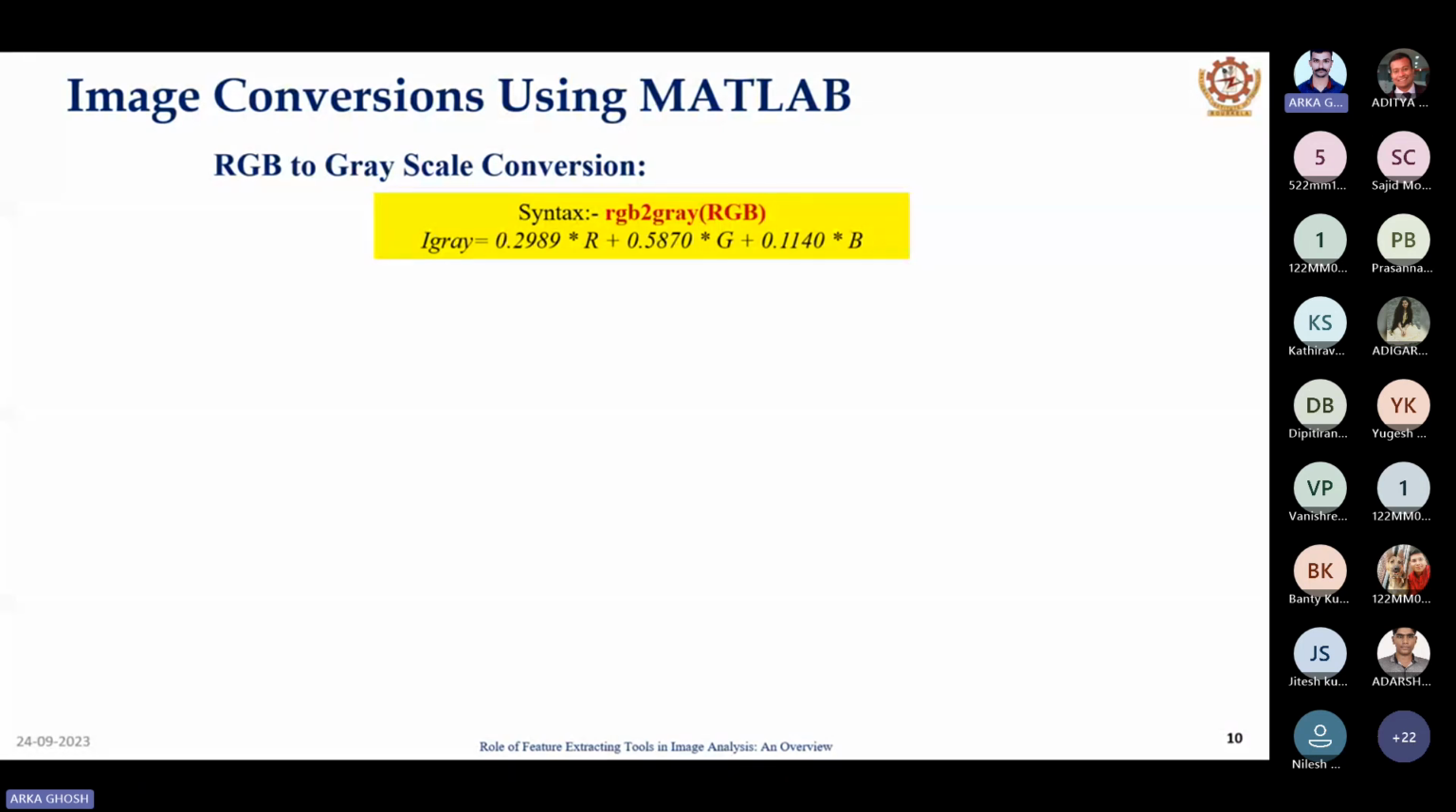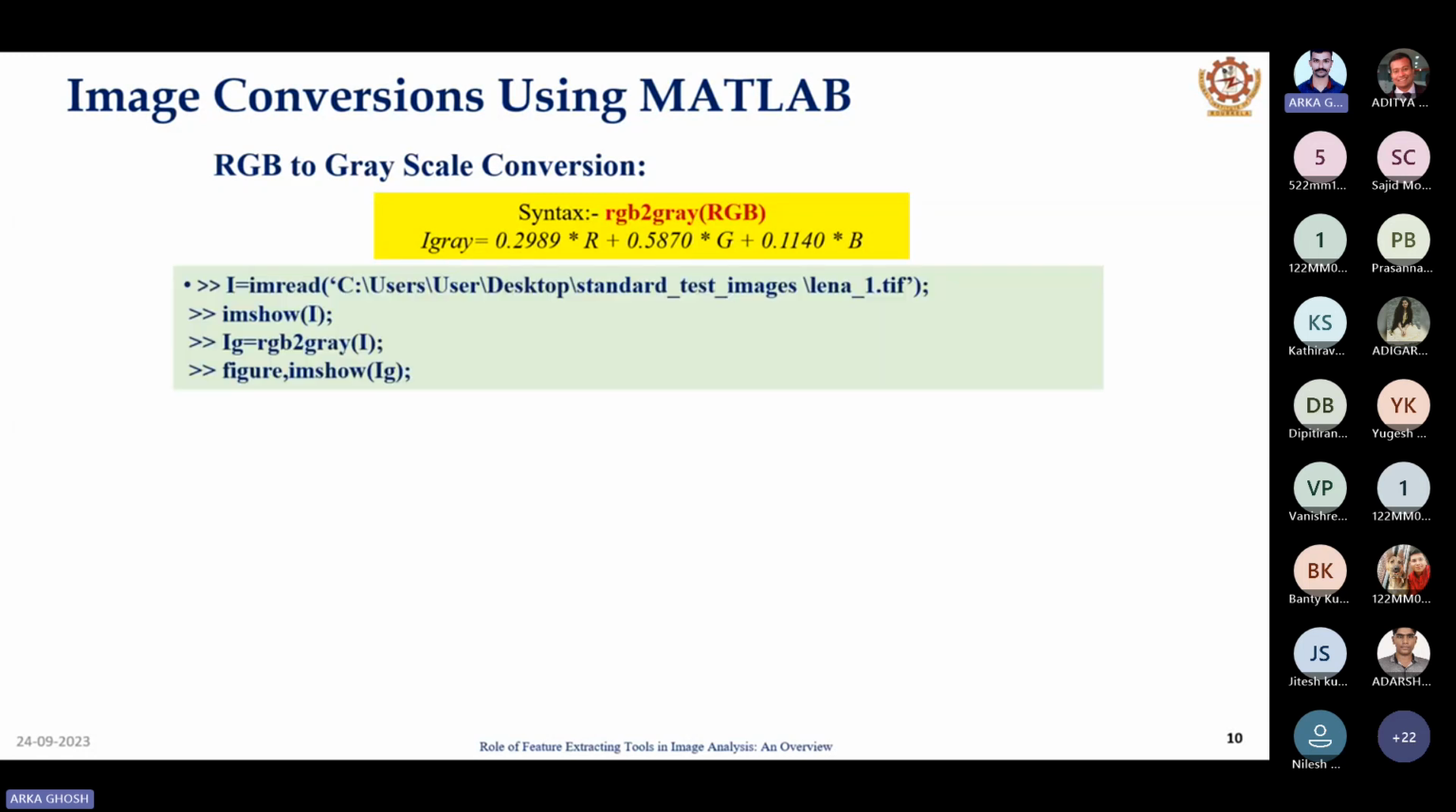So how does MATLAB convert that RGB image into grayscale form? It is simply a weighted sum of all those different matrices R, G, and B, having different coefficients which are multiplied by each and every pixel of R, G, and B. So first, I have read that image, then imshow will display that image in RGB form. IG equals rgb2gray(I). That is how we have converted that RGB image to a grayscale image. And then again, we have displayed that image in grayscale.